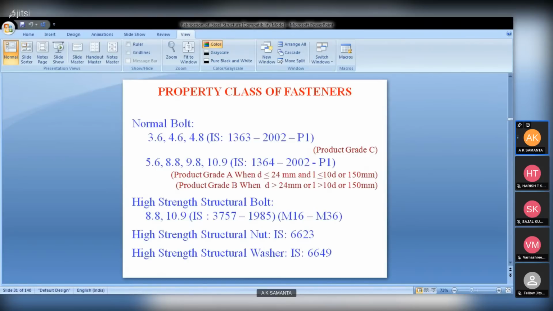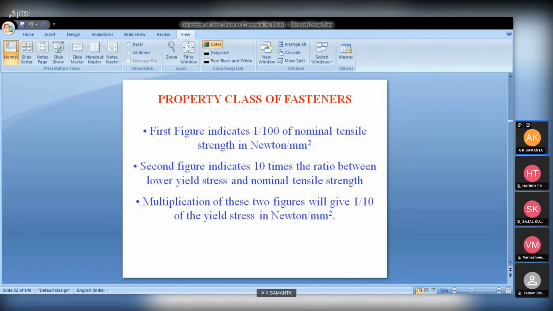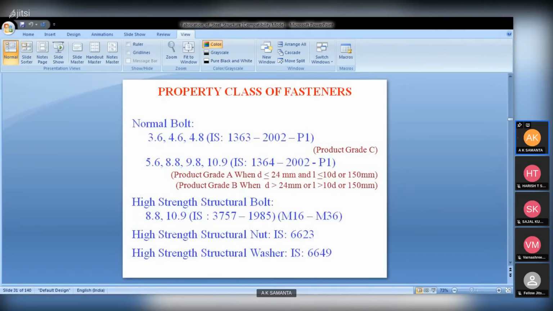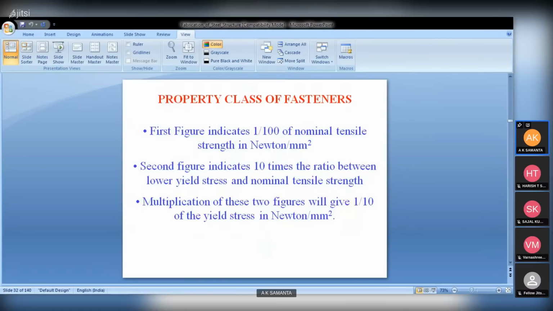Nowadays, it is defined in IS 3757 and its applicability is shown in IS 4000. For the high strength structural bolt, we have only two grades, 8.8 and 10.9, though in the American condition another specification is there, I think 12.9. Now, what is the meaning of 8.8? What is the meaning of 10.9? Let us try to understand it. For example, take 10.9. Out of 10.9, the first figure, 10, indicates one hundredth of the nominal tensile strength in Newton per millimeter square, that is MPa.